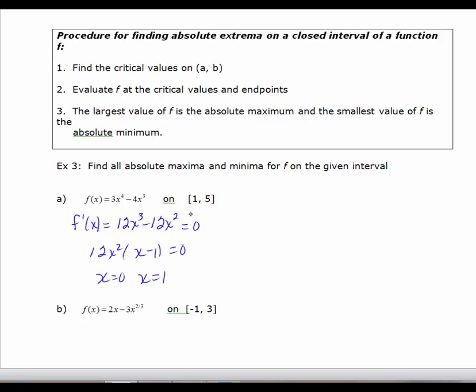Now in this example, one of the critical values that we had found on the open interval from negative infinity to infinity technically is not a critical value for this problem because it's an endpoint. We're still going to test it because we test endpoints, but technically for this problem it's not a critical value because it has to be on the interior of the interval that we're looking at. So we're going to test our function at f of 0, f of 1, and f of 5.